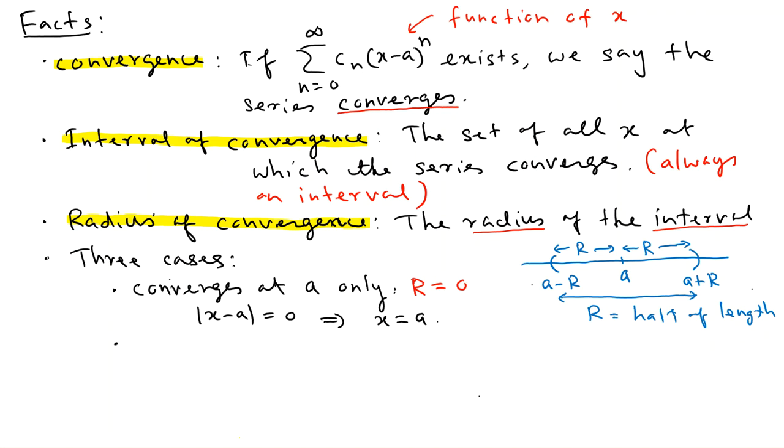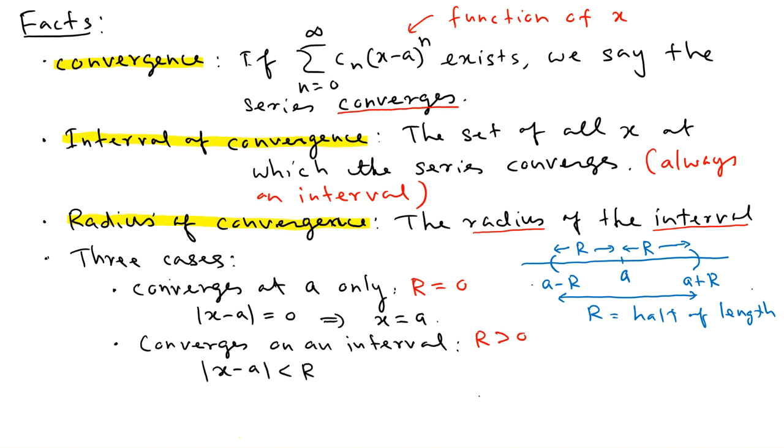And look at the second case. In the second case, what's going to happen? It converges on an interval. That's the most common case. In that case, you're going to find some positive R, so that it converges for |x minus A| less than R.